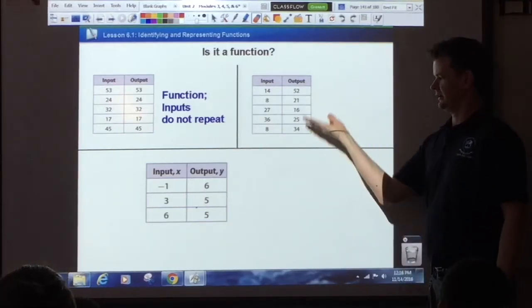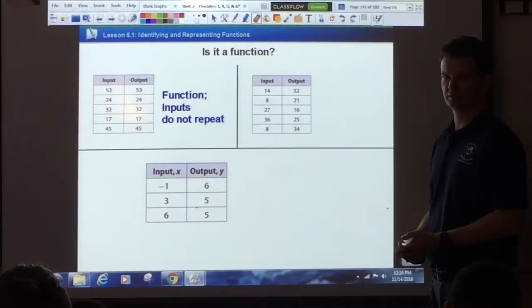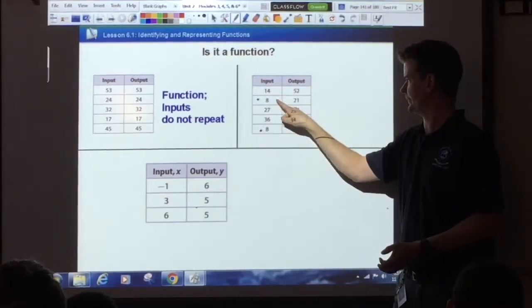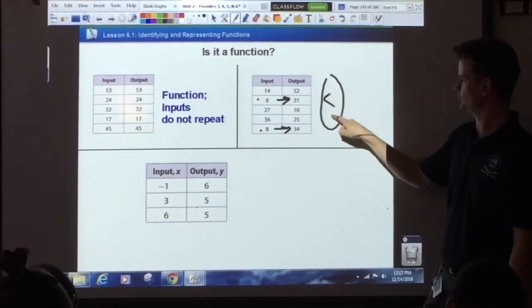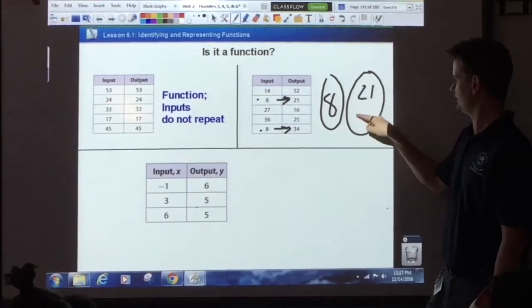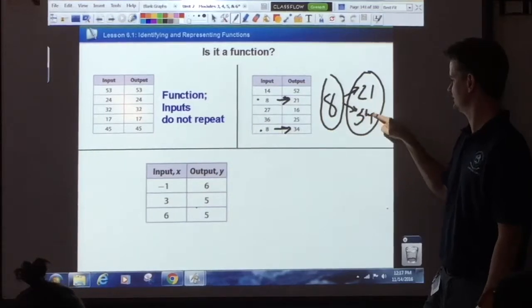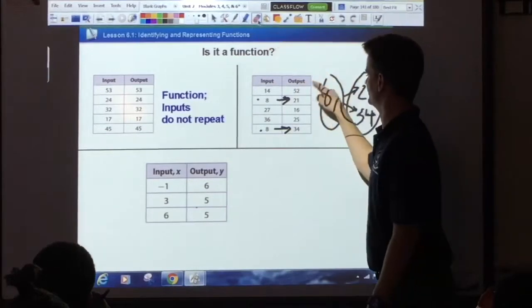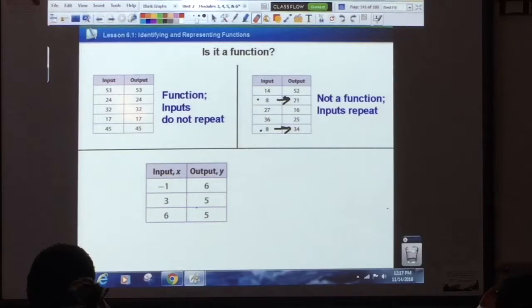Zozo! Is this a function? No. It's not. Why? What input repeats? 8. 8 repeats. And then the question is, okay, it repeats. Is it paired with different outputs? Yes, it is. If you were to write this as a mapping diagram, you would write 8, you would write 21, 34, and as you can see, that is not a function. Not a function. Inputs repeat. That's a real word made up by me.